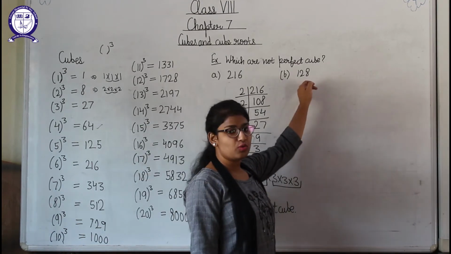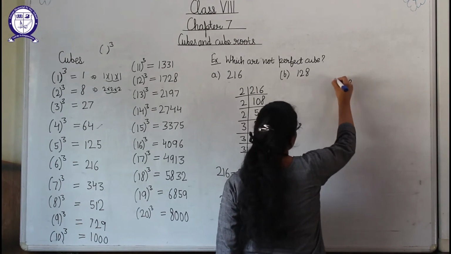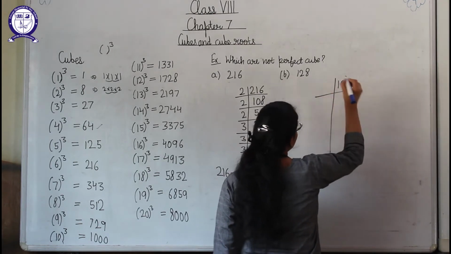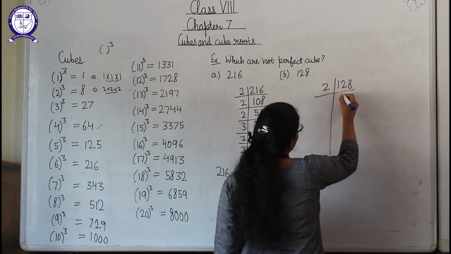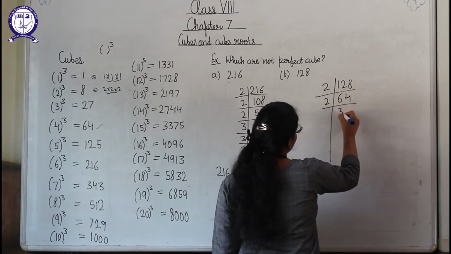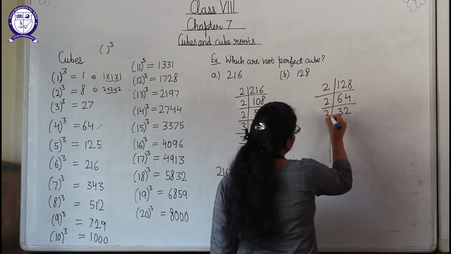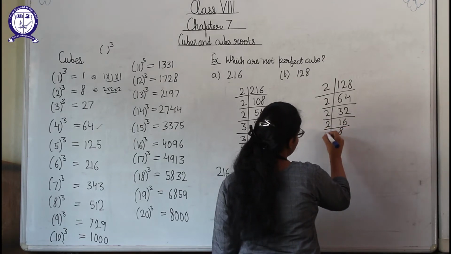Similarly we will check for 128. How we will check? We will do the prime factorization. As 128 is an even number, we can divide it by 2. So we are getting 64, then it is again divided by 2, we are getting 32, again divided by 2, we are getting 16. Then 8, then 4.